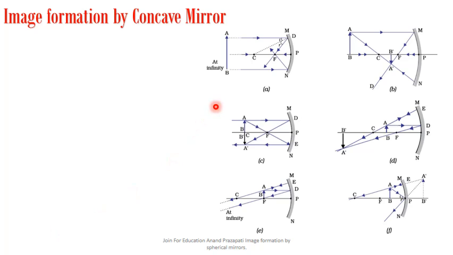When the object is placed at infinity, when the object is placed between infinity and C, when the object is placed at C, when the object is placed between C and F, when the object is placed at F, and when the object is placed between P and F, then what is the position of the image, what is the nature of the image, what is the size of the image, and what is the image distance with respect to the radius of curvature and focal length of the concave mirror. Let us discuss one by one.